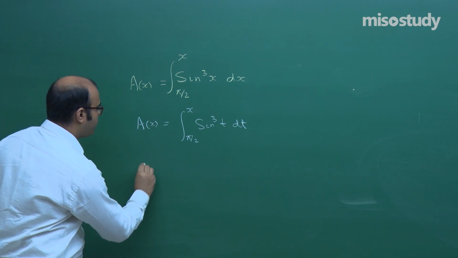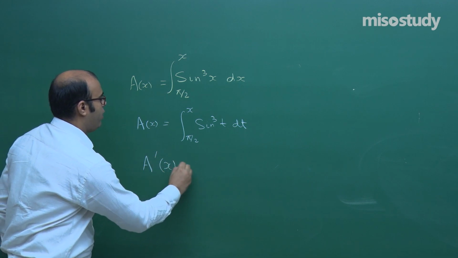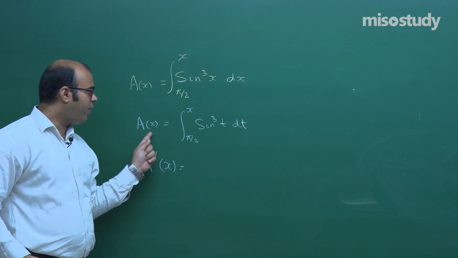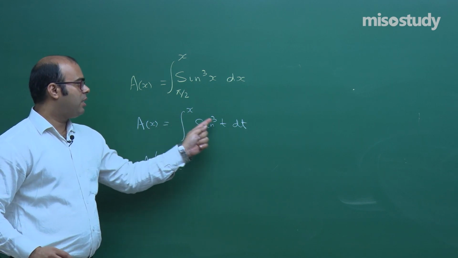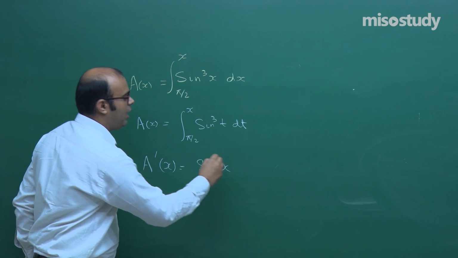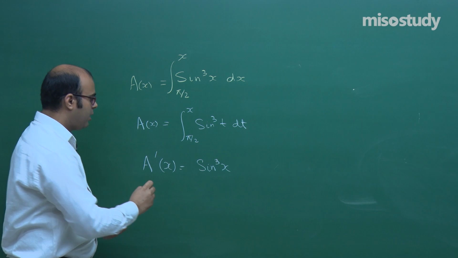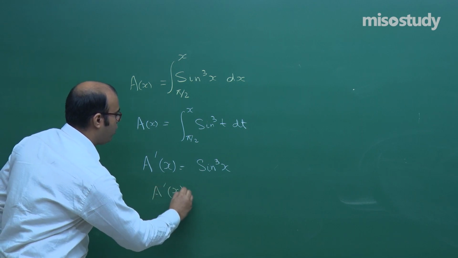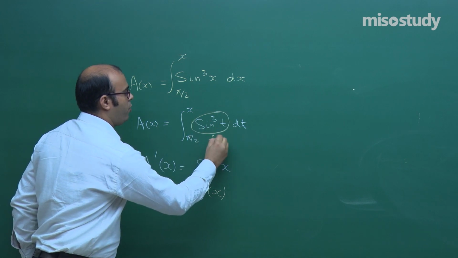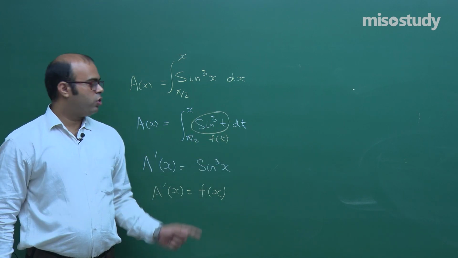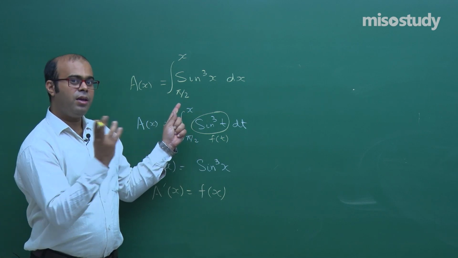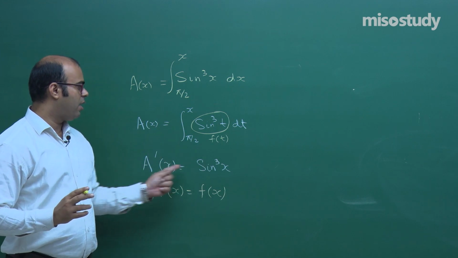Now if you have been asked what is A dash x, what do you know? You know that this is actually ft, small ft, and when you differentiate this, you get x in place of t, and you get sine cube x. That is it. That is your answer. That is, A dash x is equal to f of x. This is f of t. Right, students? So this was a constant. This was a variable between a and b, which is changing its position. So this is the area function.